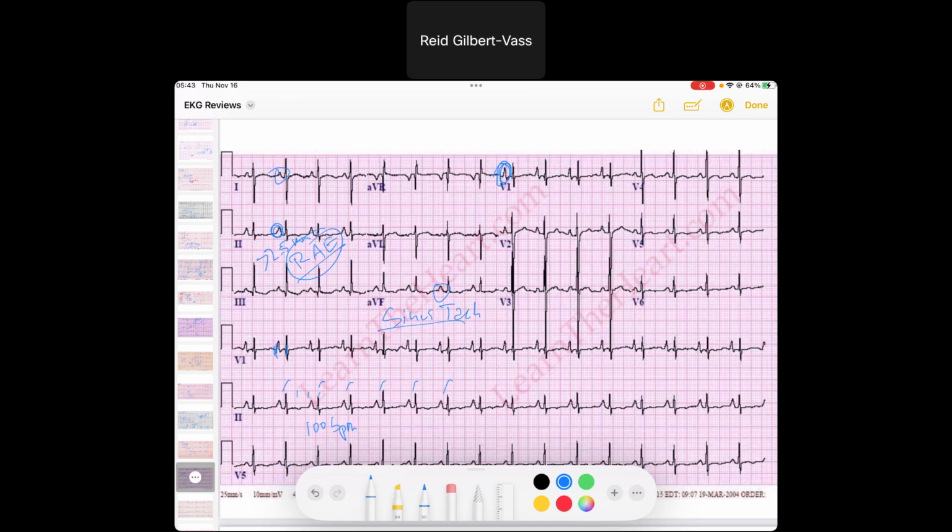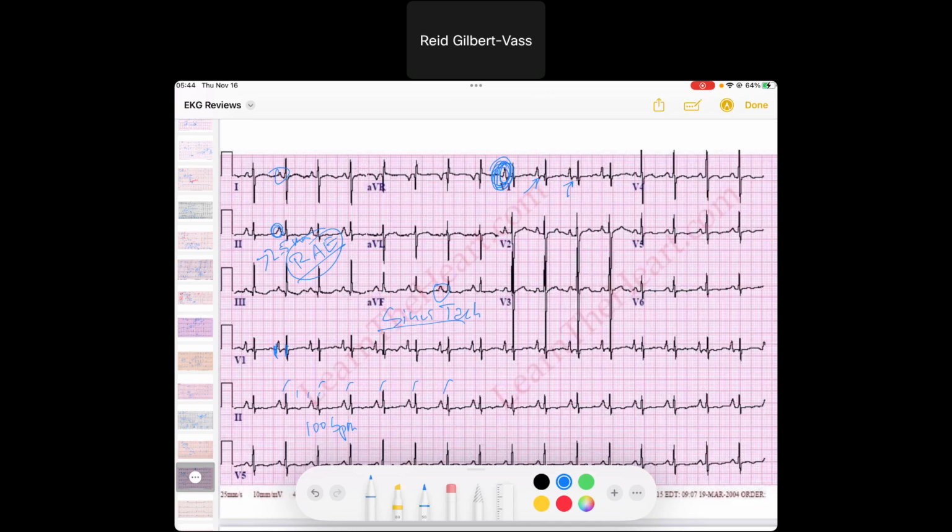So remember, that upward deflection of the P wave in V1 is showing particularly the depolarization of the right atria. And the negative component of it is the left atria that depolarizes just a little bit after. And in between those two atria is Bachmann's bundle, which is conducting the signal from atria to atria. And so we have a narrow QRS.